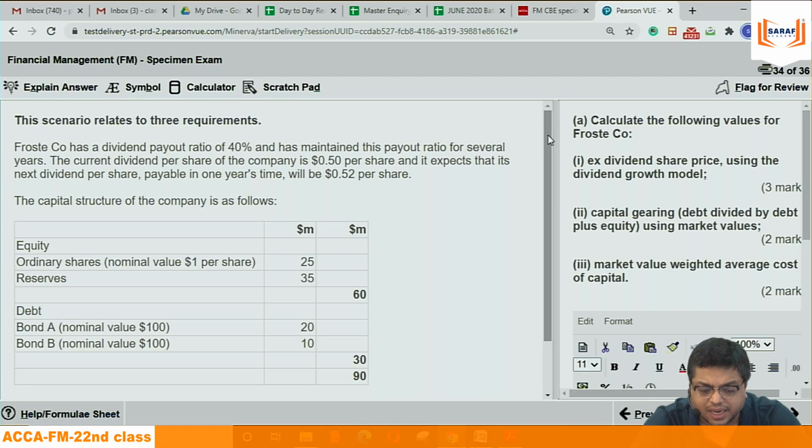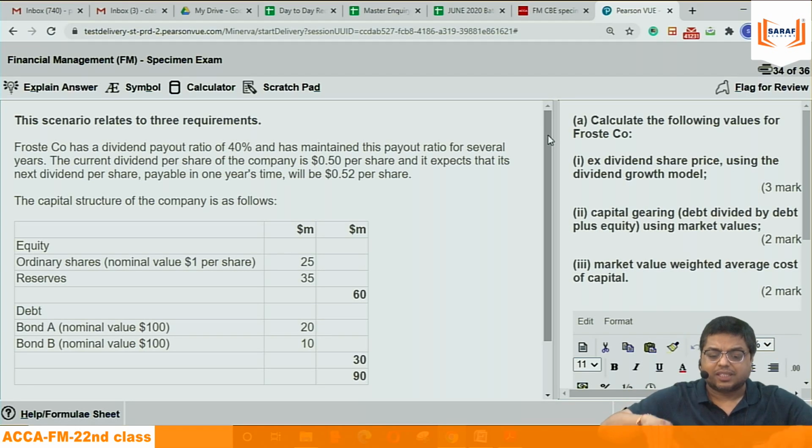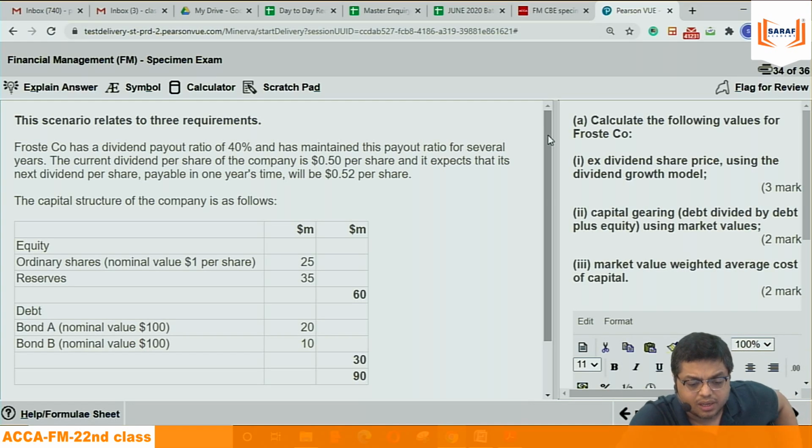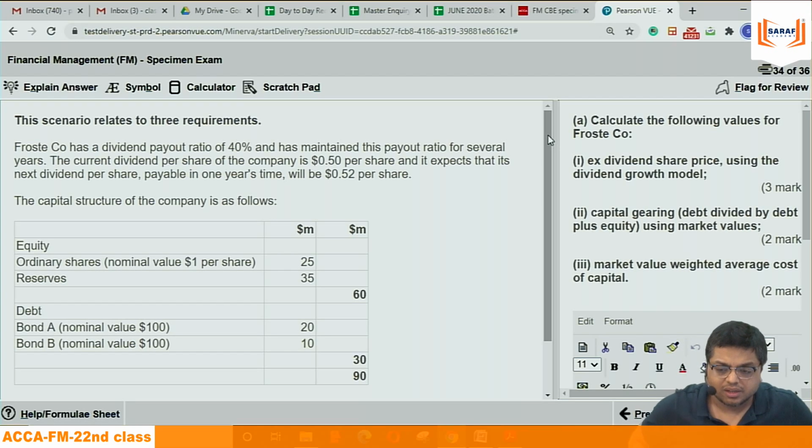So 60% into 52.08. 60% is the retention and 52.08 is the return on equity. So we will retain 60%, on that we will earn 52.08. So what is the growth rate? Around 30%. 31.24% will be the growth rate. Now with the growth rate, how will we calculate the value of the share?